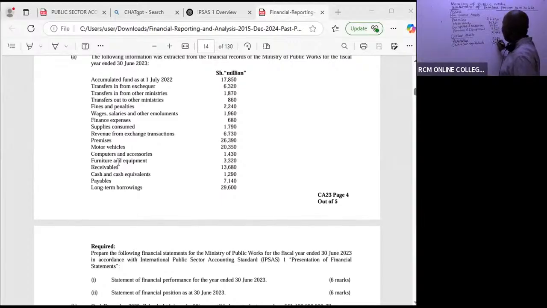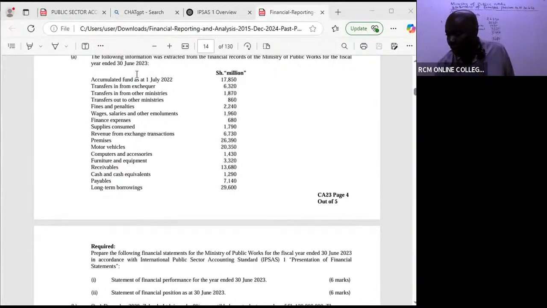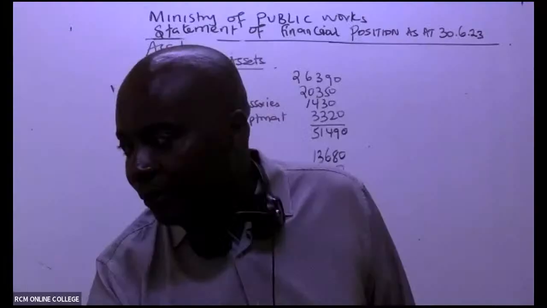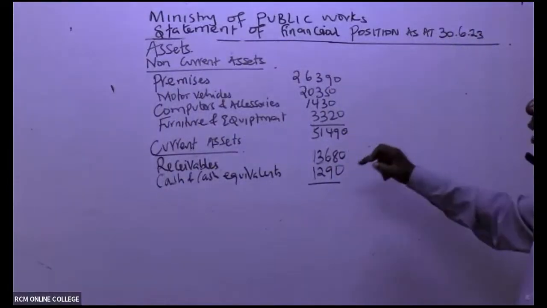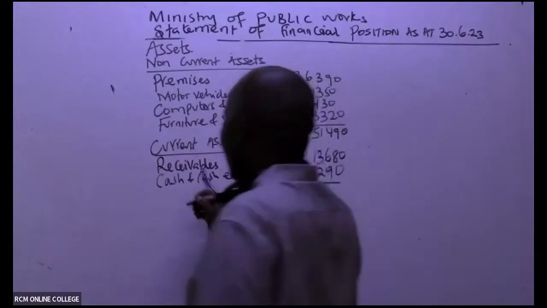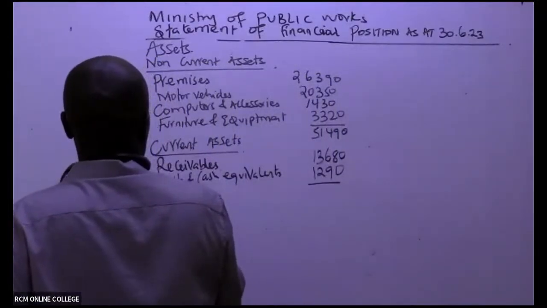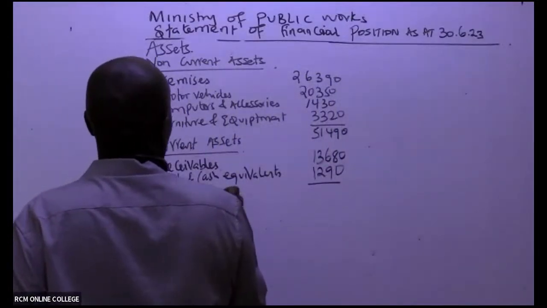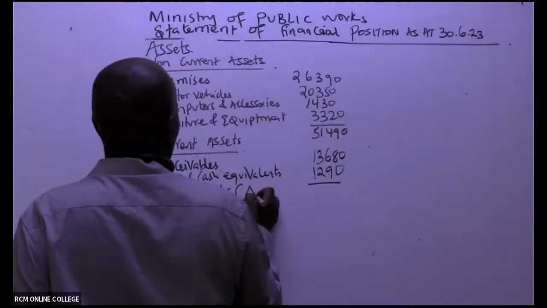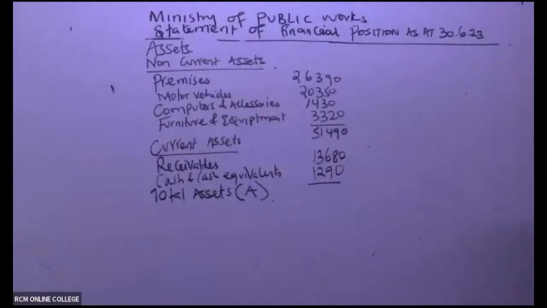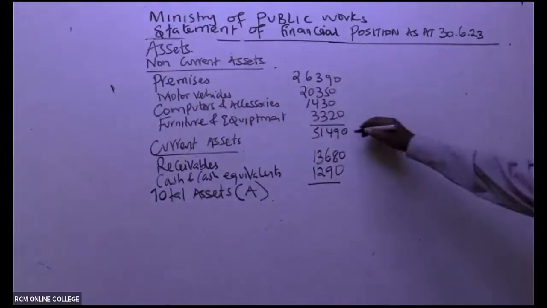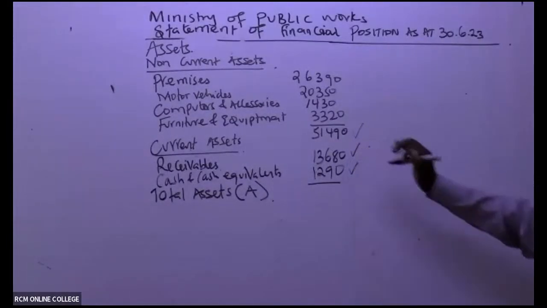So you don't have to show the sum of the current assets only. What you need to do is to take the total figure that you have here plus this for you to give me the total assets of the firm. Total assets of the company, and then you call this capital A. So you take this plus this plus this.